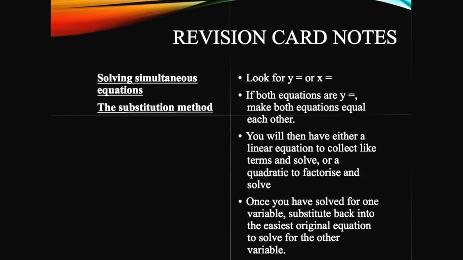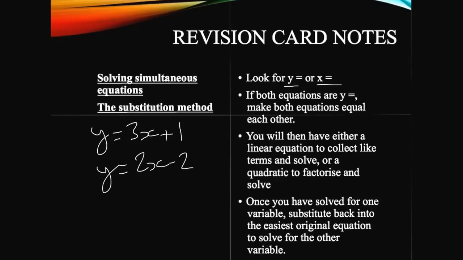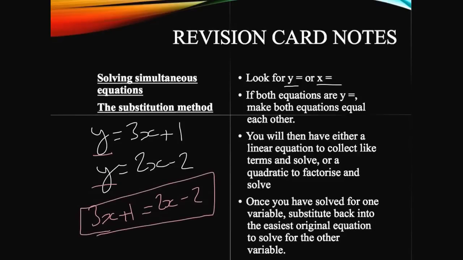When we've been doing these revision videos, then there are notes to be taken. The substitution method, in terms of things to look out for, look for a y equals or an x equals. If both equations are y equals 3x plus 1 and y equals, I don't know, 2x minus 2, then if y equals this and y equals this, then they must equal each other. 3x plus 1 equals 2x minus 2. Again, I've got something that's just in terms of x's I can rearrange and solve, and then substitute it back in to find y later.